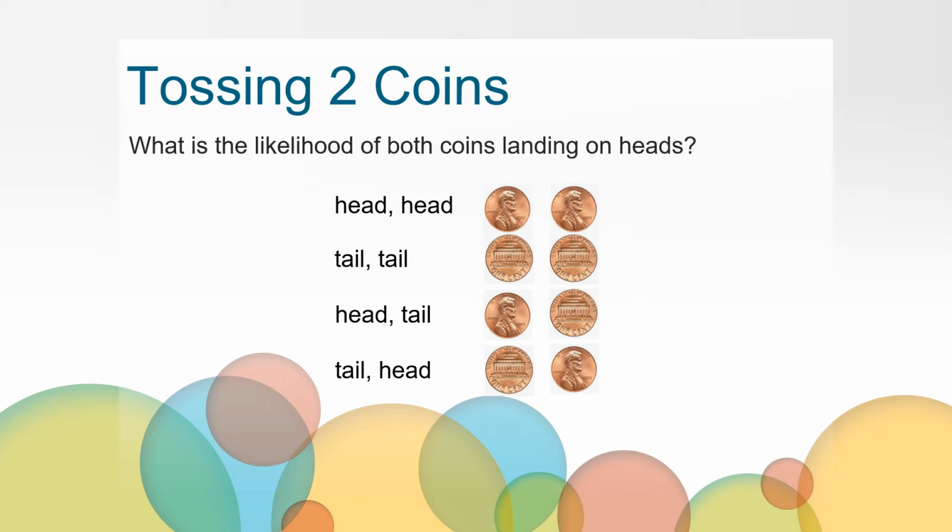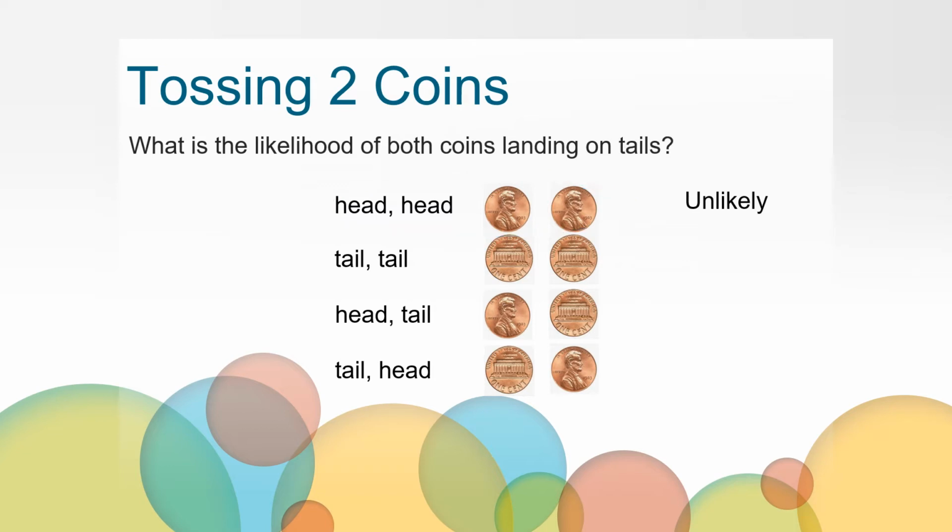What is the likelihood of the coins both landing on heads? Well, two coins landing on heads is only one possible outcome out of 4 total possibilities. That means there are 3 other outcomes that are possible. Therefore, it is unlikely that both coins will land on heads.